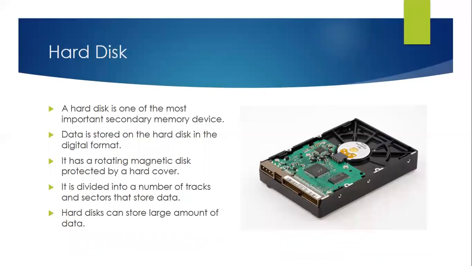Hard drive. A hard disk, also known as the hard drive, is one of the most important secondary memory devices. The data is stored on the hard disk in digital format. It has a rotating magnetic disk protected by a hard cover. It is divided into a number of tracks and sectors that store data. Hard drives can store a large amount of data.